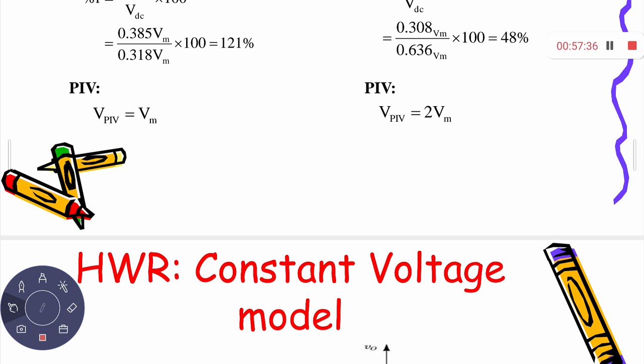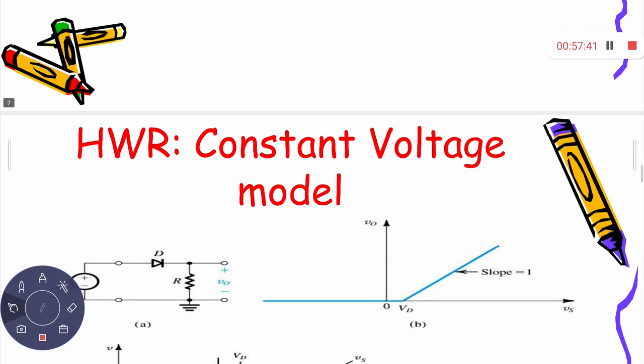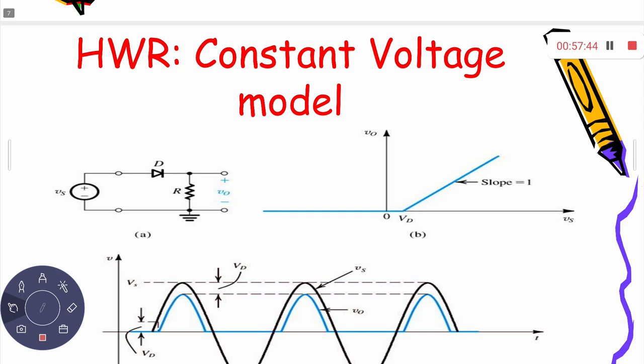Now suppose, let us try to understand what happens when you invoke the constant voltage model for the diode. So this circuit is for the half-wave rectifier involving only one diode and only one resistor. Now assume that the diode is not ideal one. Rather, what you can visualize, the diode is represented by virtue of a battery, something like that, whose value is given by V of D. Okay?